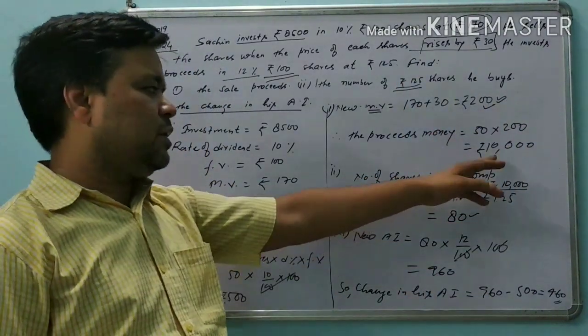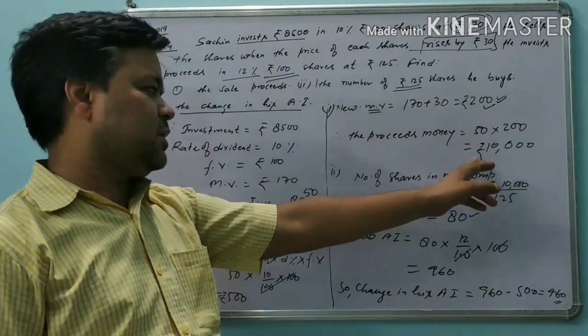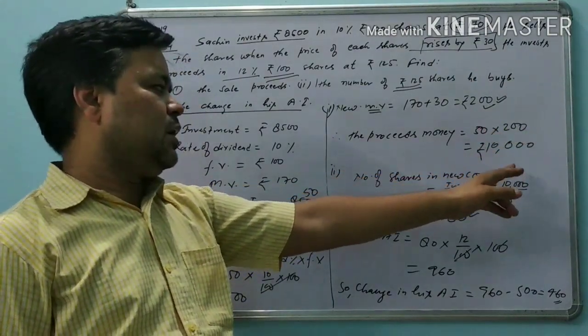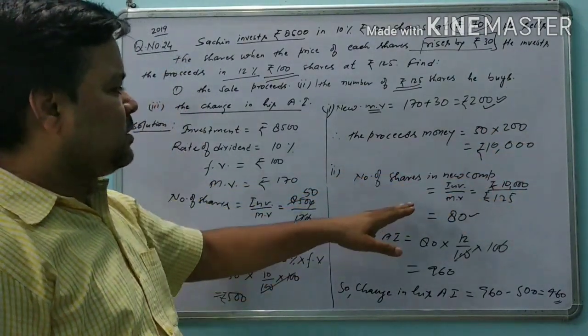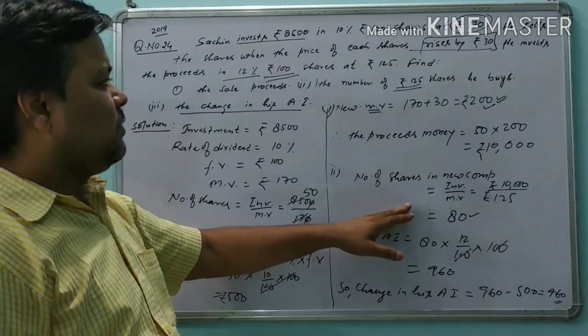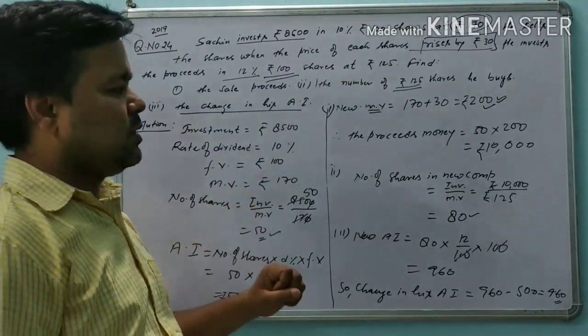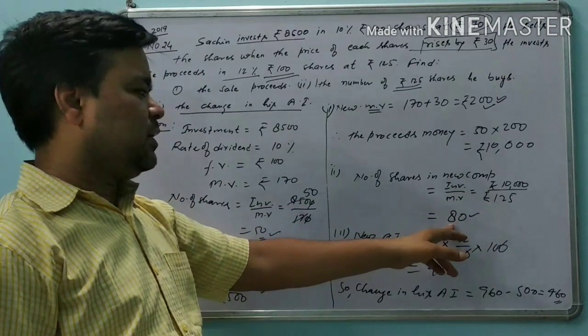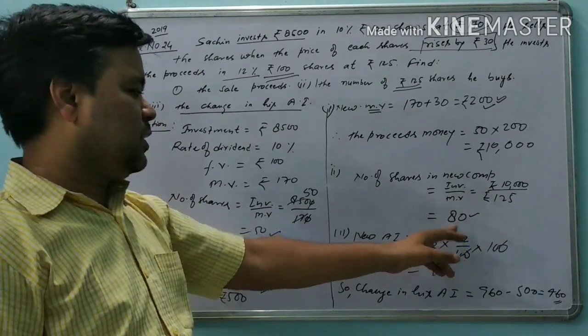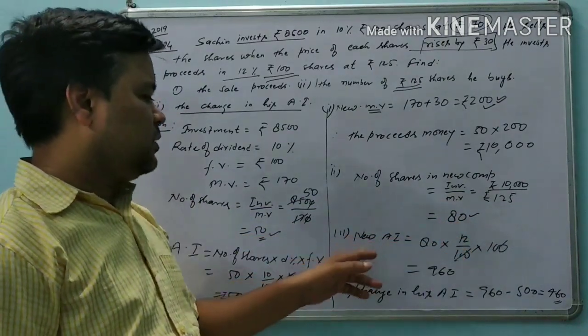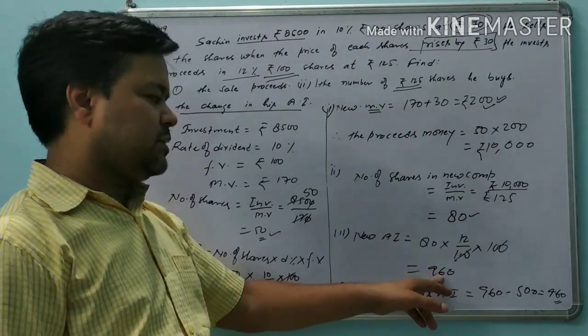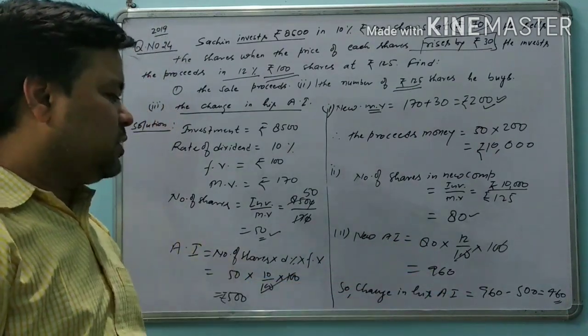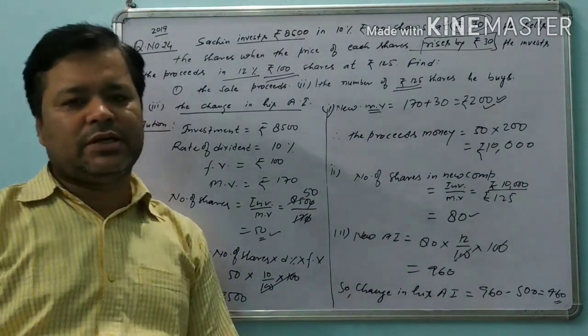Now when Sachin wants to invest this much, 10,000 rupees, in the other company, at that time the market price of that company is what? 125 rupees. So in this case we will find the number of shares in the new company. Again the new annual income is 960, and so the change in annual income is equal to 460 rupees.